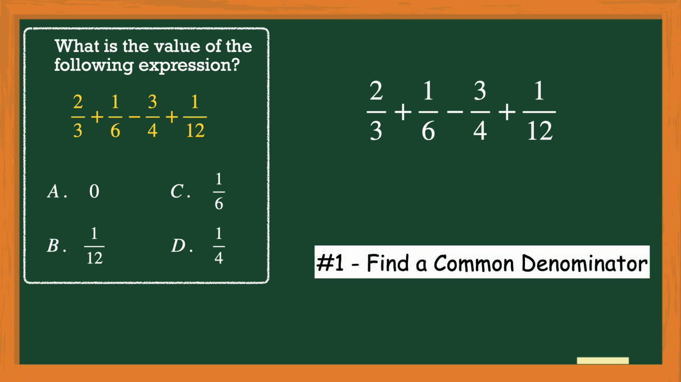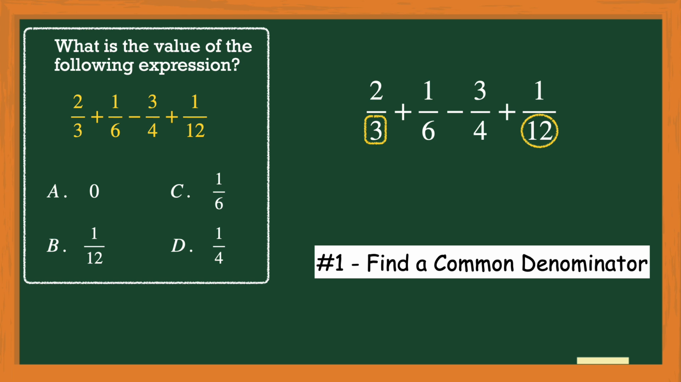At first glance, this might look a little overwhelming, so let's just take a moment to look at these four different denominators. I like to look at the largest one first, and then see if the smaller denominators are factors of the largest one. So 12 is the largest, and then I look at the first fraction's denominator of 3, and I know that 3 is a factor of 12.